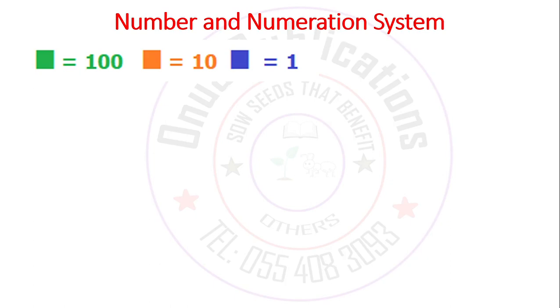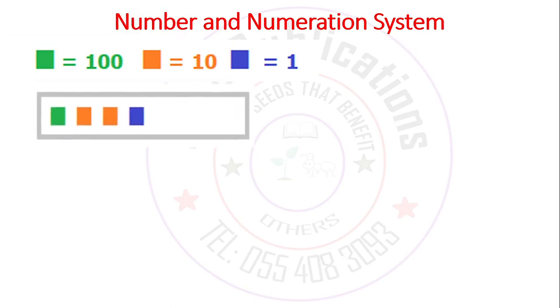So let's see, how many groups of 100 do we have in this box? We have 1. How many groups of 10 do we have? We have 2. How many groups of 1 do we have? We have only 1. So what number do we have here?